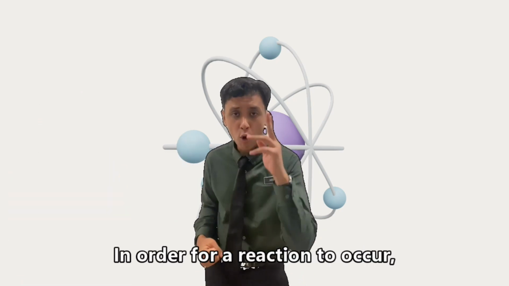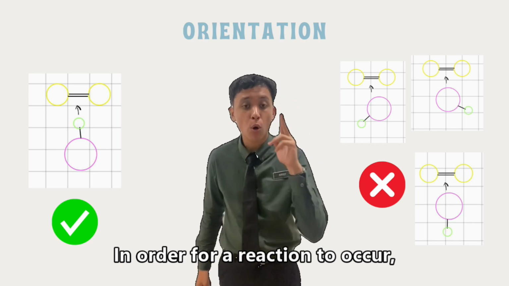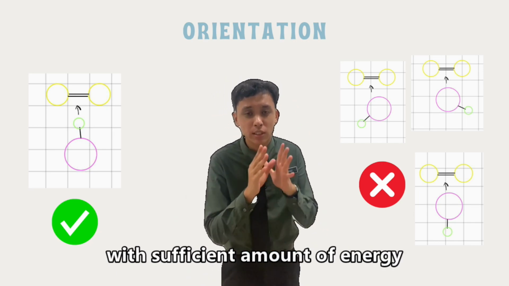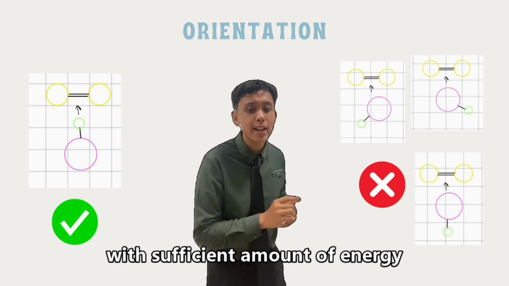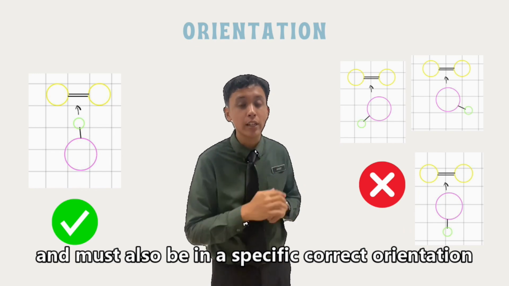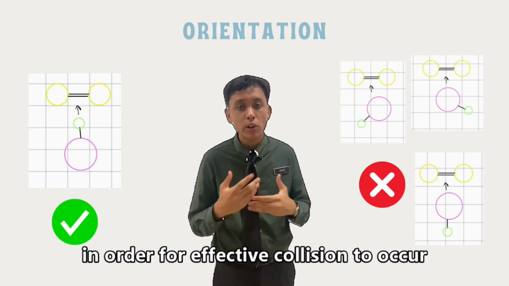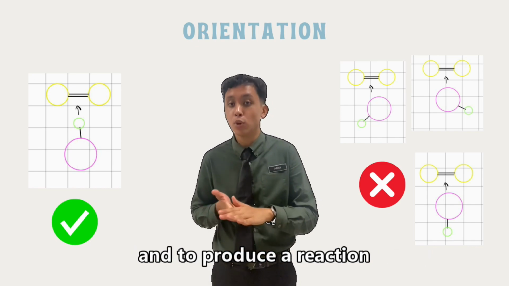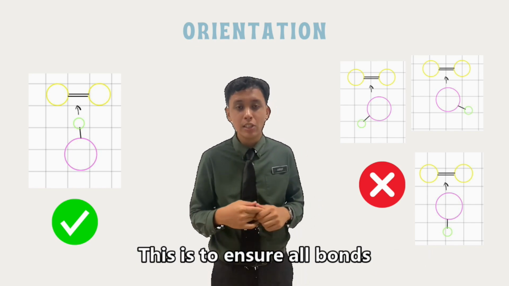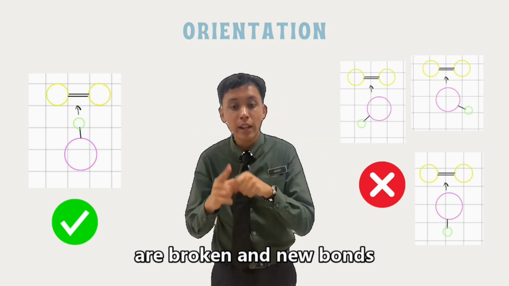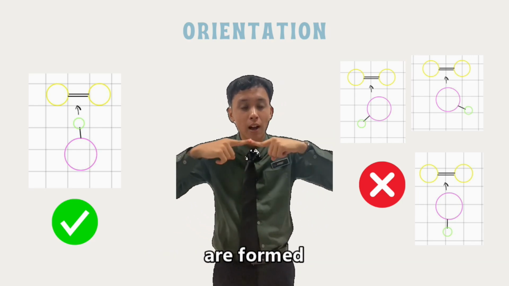Sure. In order for a reaction to occur, reactant particles must collide with sufficient energy and also must be in the specific correct orientation in order for an effective collision to occur and to produce a reaction. This is to ensure all bonds are broken and new bonds are formed.